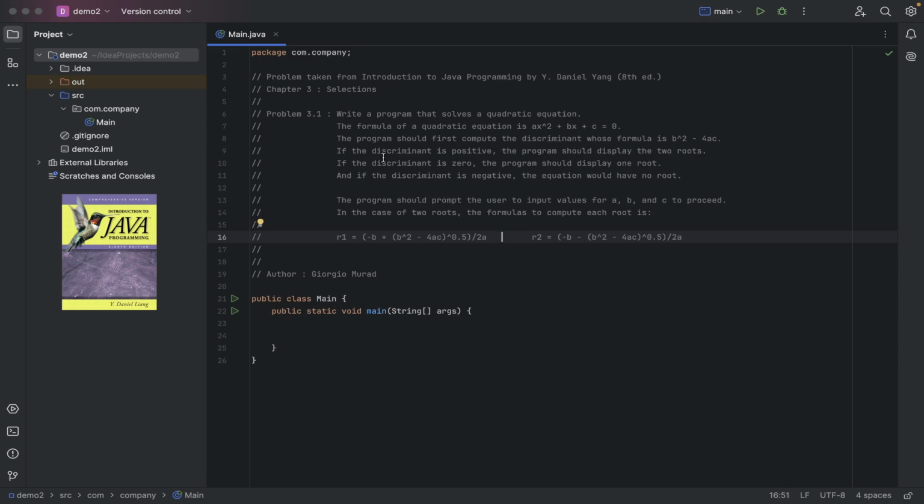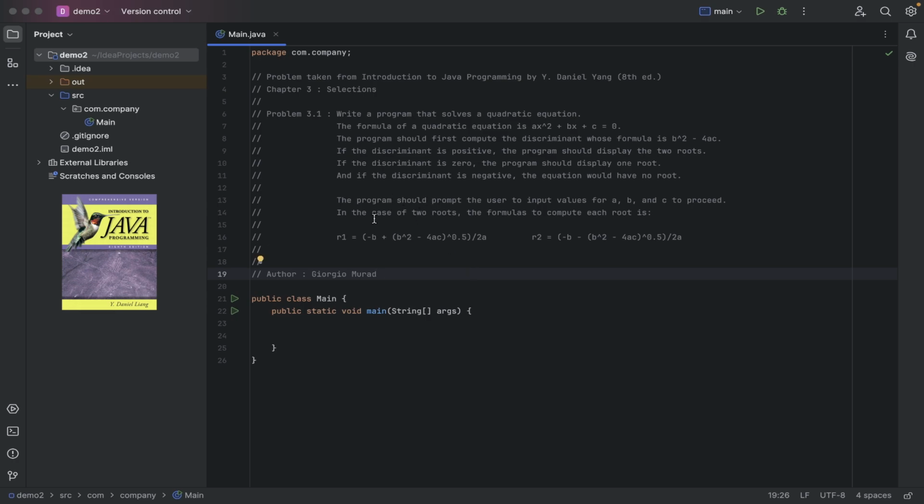So I say again, if the discriminant is positive, the program would display the two roots. If the discriminant is 0, the program would display one root, which is obvious because if the discriminant is 0, then all of this is 0 in R1. And at the same time, all of this is 0 in R2. So R1 would be equal to R2. That's why the program would display only one root. And if the discriminant is negative, the equation should have no root.